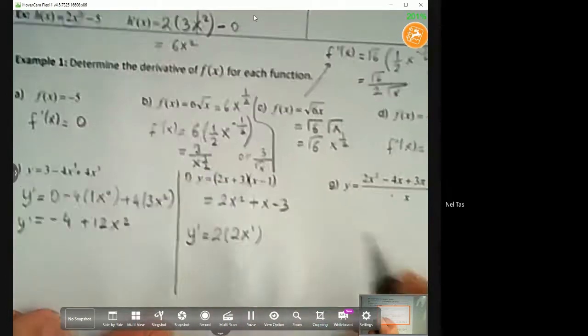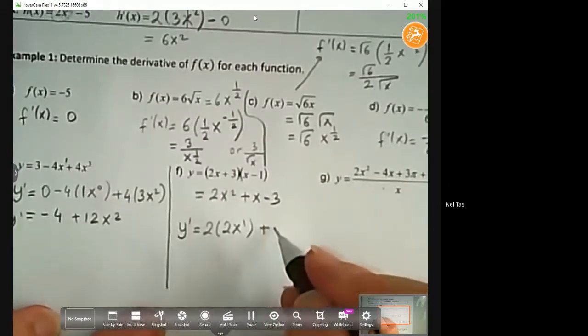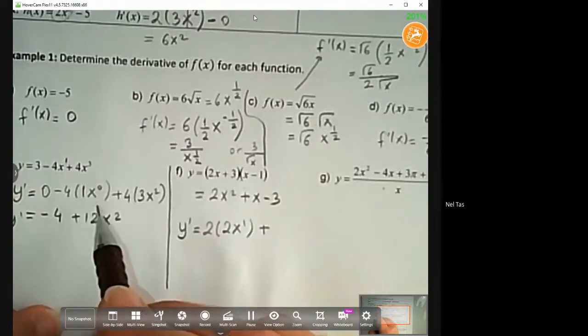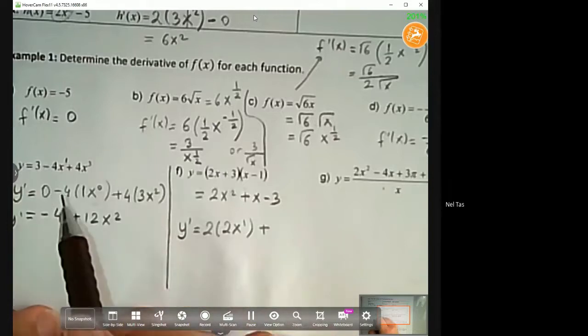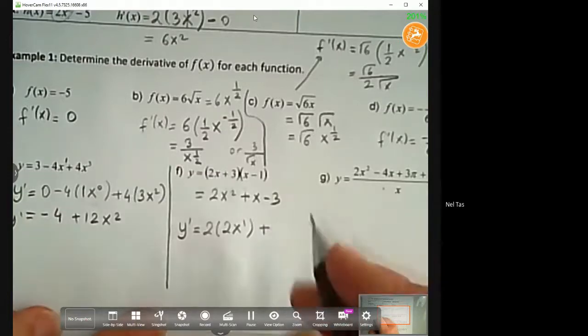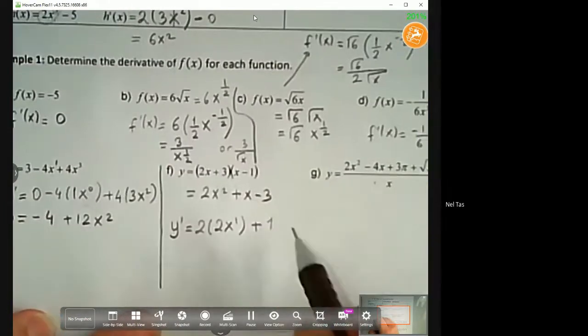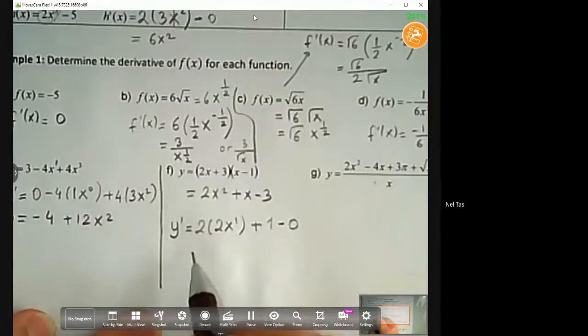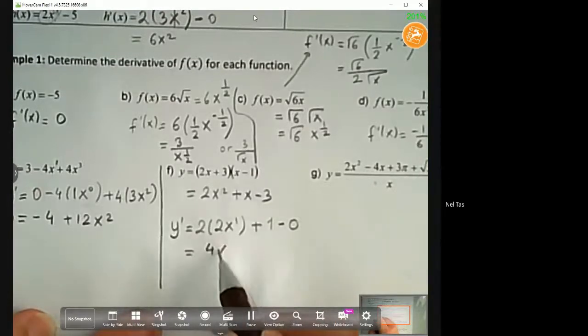And derivative of x, we talked about it, right? If you have 10x, derivative of it is 10. If you have 4x, derivative of it is 4. So if you have x, derivative of it is 1. So it is 1x, right? And derivative of 3 is 0. So you end up with 4x plus 1.